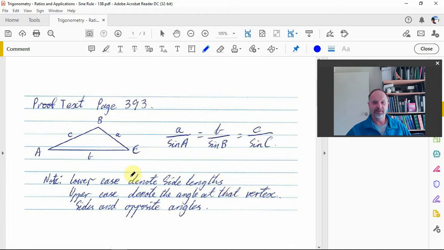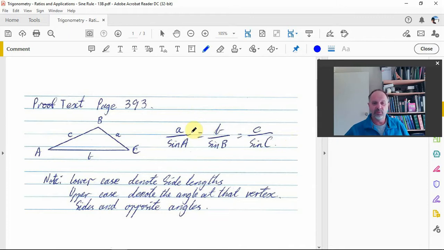The note here, I've already gone through that. Lowercase denotes the side, uppercase denotes the angle at that vertex. And remember, it's sides and opposite angles: side, opposite angle, side, opposite angle, side, opposite angle. Of course, when you get to year 12, it's on the formula sheet.